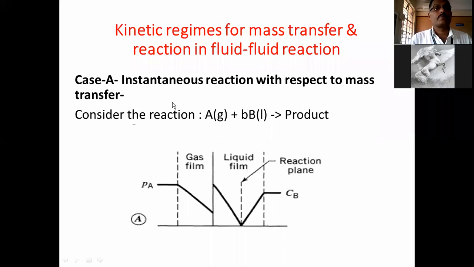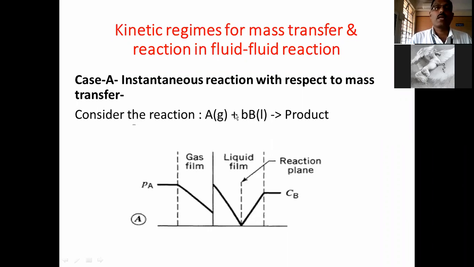Case A: instantaneous reaction with respect to mass transfer. Consider the reaction A plus bB giving the product, where A is the gas and B is the liquid, and small b is the stoichiometric coefficient of B.